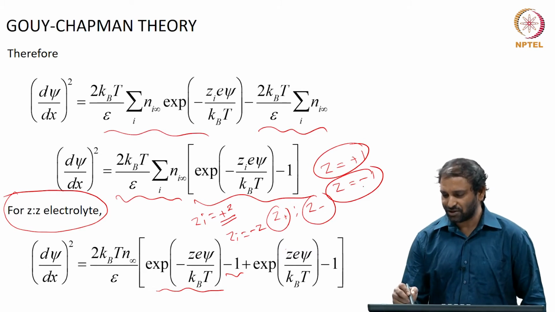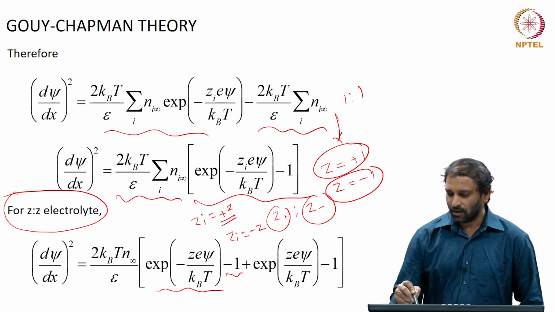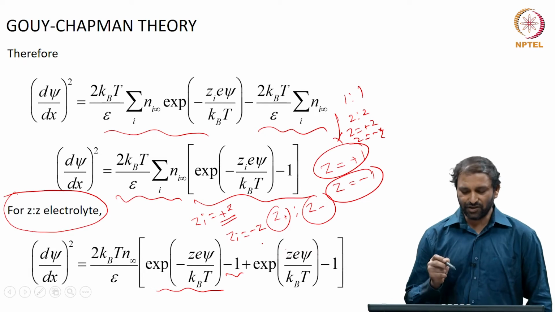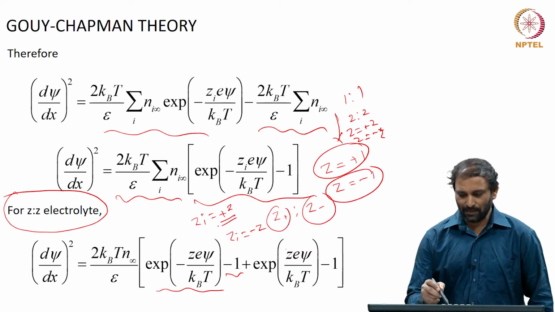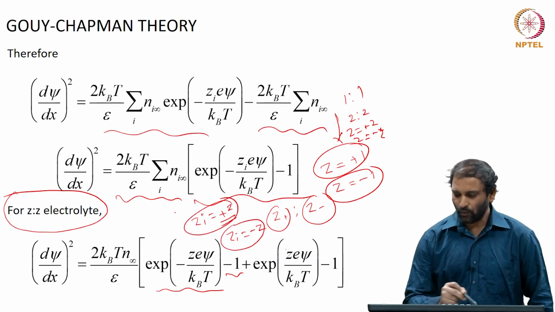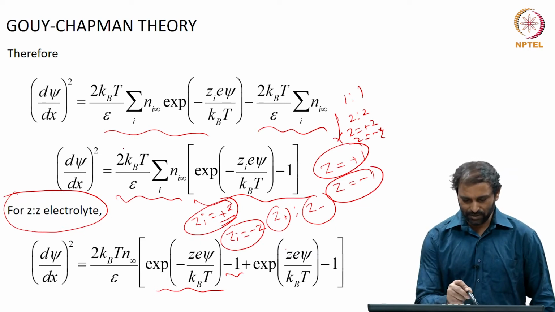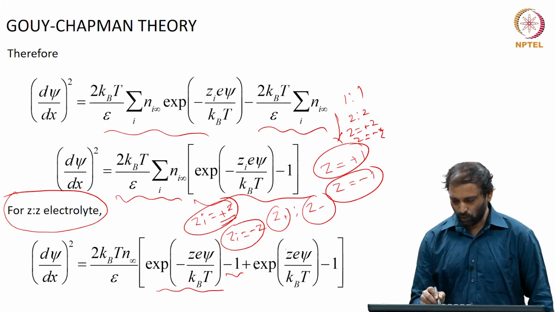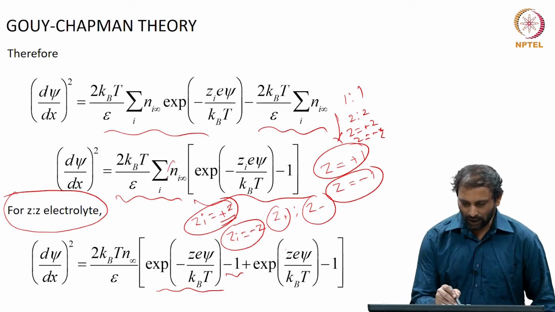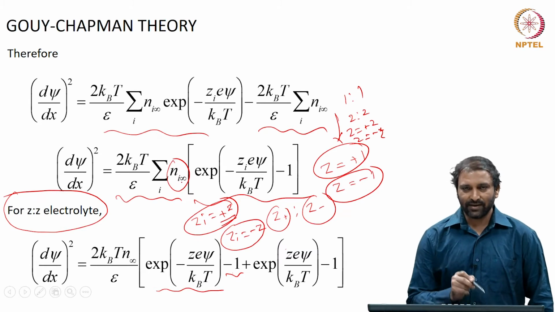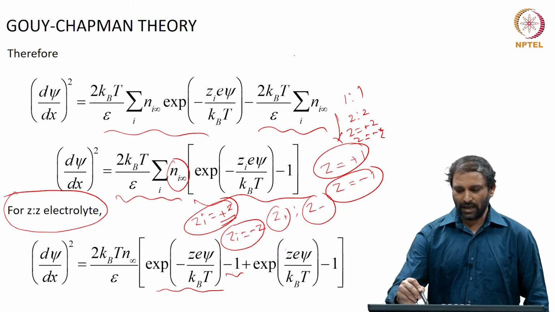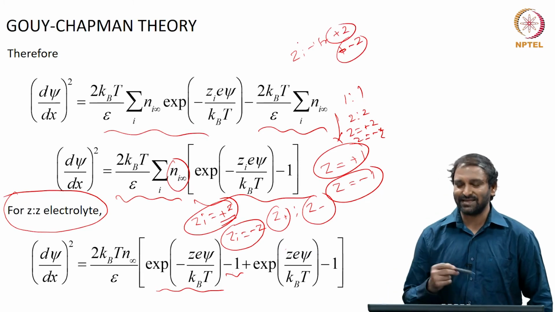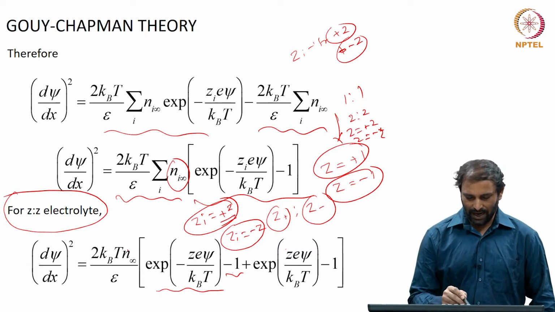The substitution of z equal to plus 1 and z equal to minus 1 is specifically for a 1:1 electrolyte. If you have a 2:2 electrolyte, I would have to substitute z equal to plus 2 and z equal to minus 2. But because we are considering the case of a general Z:Z electrolyte, it makes sense to replace z_i with minus Z and with plus Z. Therefore, (dψ/dx)² becomes 2kBT n∞ divided by ε into exponent of minus Zeψ divided by kBT minus 1, plus exponent of Zeψ divided by kBT minus 1. The reason we have taken n_i∞ out of the summation sign is because for a given concentration, n_i for both plus Z and minus Z ions is essentially the same, so I can take it out of the summation term and it becomes n∞.